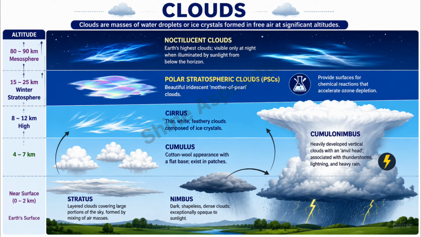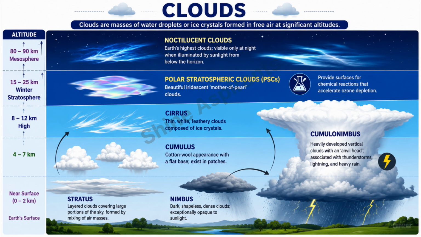Cirrus: high altitude, 8 to 12 kilometers. Thin, white, feathery clouds composed of ice crystals. High and thin, they transmit incoming radiation but trap outgoing heat, a warming effect. Cumulonimbus: vertical development cloud. Heavily developed vertical clouds with an anvil head. Associated with thunderstorms, lightning, and heavy rain.